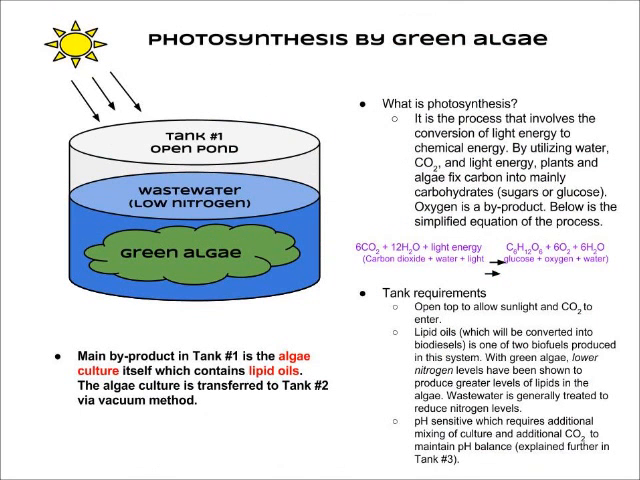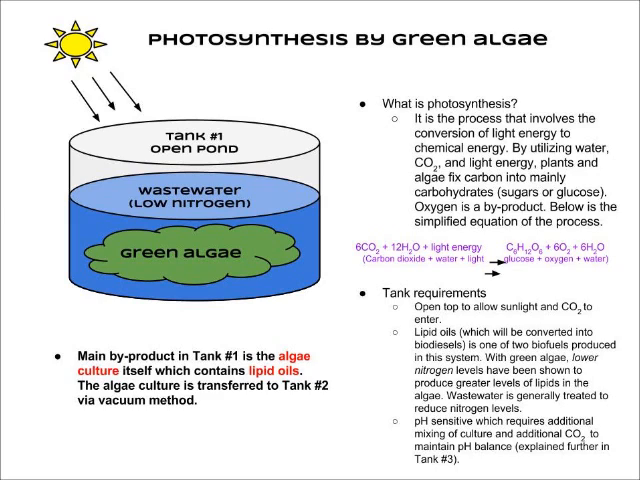In tank number 1, it's open and the sunlight is able to enter along with air. And the main process is photosynthesis. So what is photosynthesis? It is a process that involves the conversion of light energy to chemical energy. By utilizing water, carbon dioxide, and light energy, plants and algae fix carbon into mainly carbohydrates, sugars, or glucose. Oxygen is a byproduct, and as you can see below in purple, there's a simplified equation of the process.